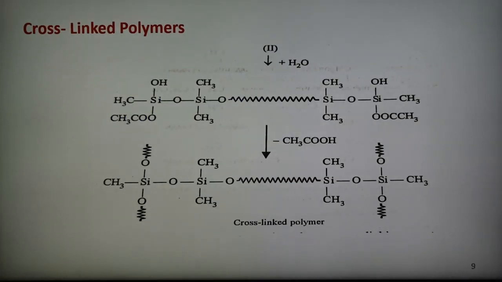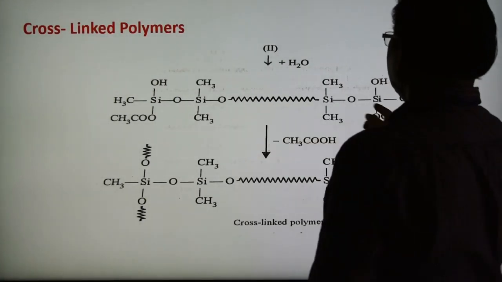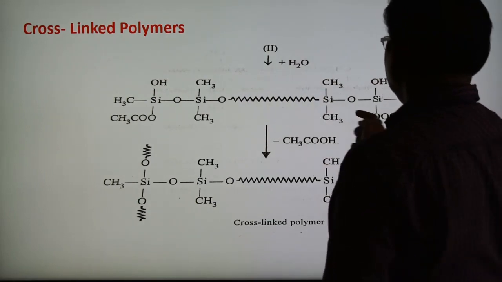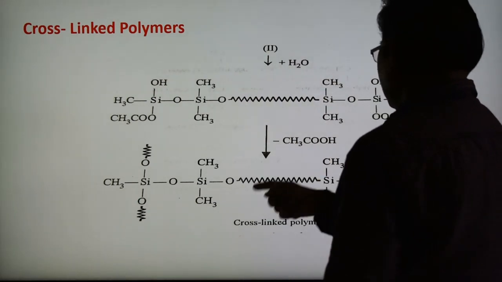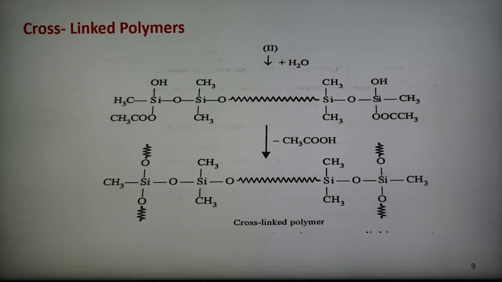Another cross-link polymer is obtained by taking that, when water is added, we get, this is the another structure of the compound obtained, elastomer, after adding water here, and after removing the CSC again now we get this cross-link polymer shown here in the slide. So these are the synthesis of cross-link polymers.